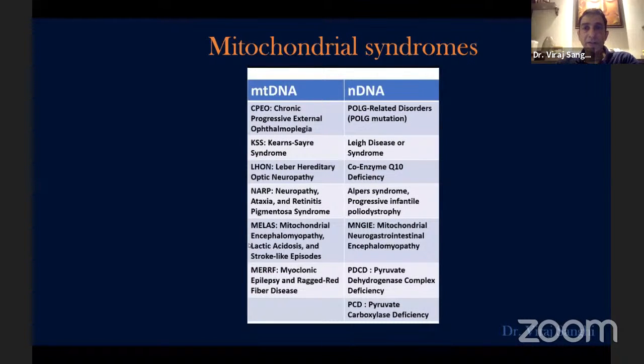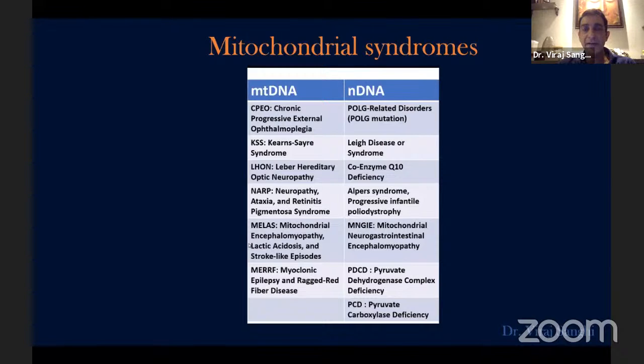So what are the mitochondrial syndromes? What we've done over here is list those common syndromes that are caused by mitochondrial DNA mutations on the left-hand side of your screen, and the common nuclear DNA manifestations on the right-hand side of your screen. The common mitochondrial DNA syndromes that you've heard of are CPEO and Kearns-Sayre syndrome, which we'll talk about shortly, Leber hereditary optic neuropathy, NARP, MELAS, and MERRF.